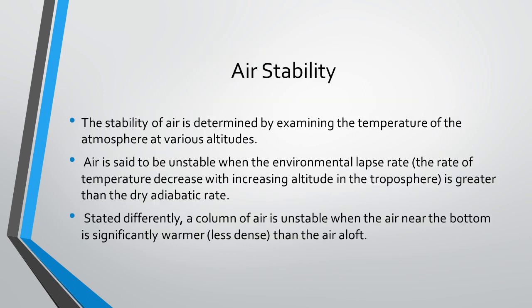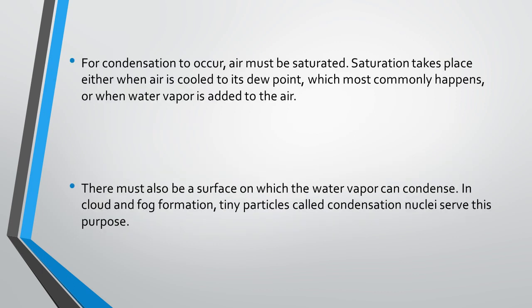Air stability. The stability of air is determined by examining the temperature of the atmosphere at various altitudes. Air is said to be unstable when the environmental lapse rate is greater than the dry adiabatic rate. Stated differently, a column of air is unstable when the air near the bottom is significantly warmer than the air aloft. For condensation to occur, air must be saturated.